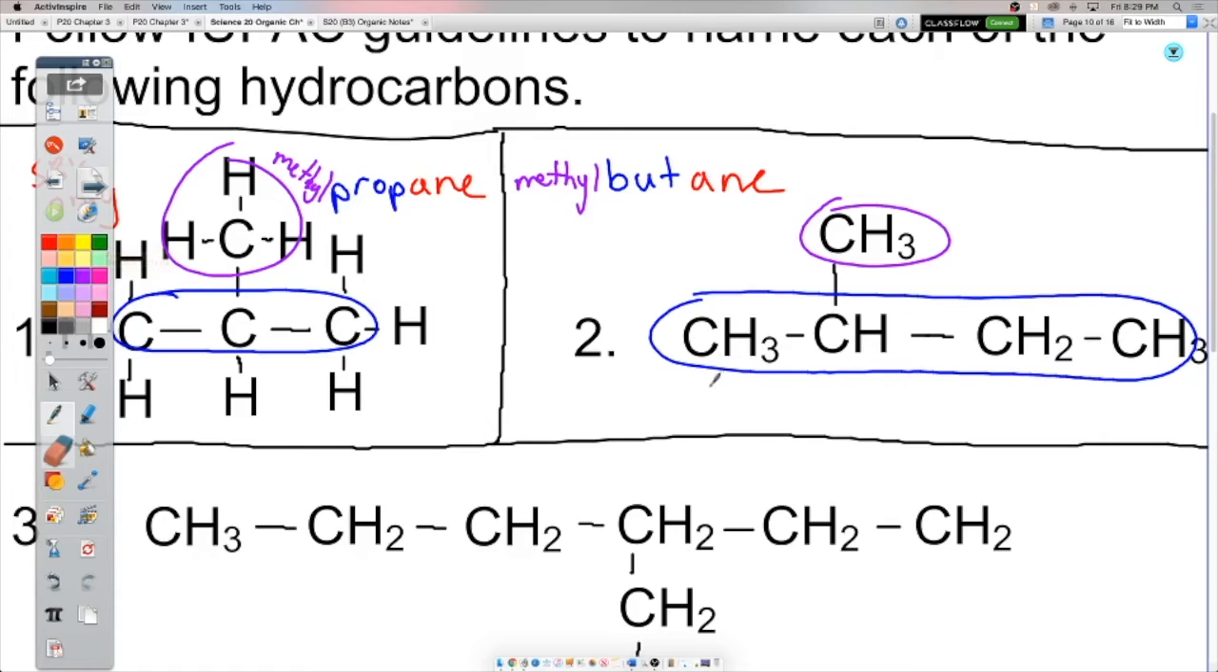Well, it's either on carbon number 1, 2, 3, 4, or we could say it's on carbon number 1, 2, 3, 4. Which of those is right? Should we say it's on carbon number 2, counting this way, or should we say it's on carbon number 3 if we count this way? Well, we should always give it the smallest number we can, right? So we should say it's on carbon number 2. So this would be 2-methylbutane.